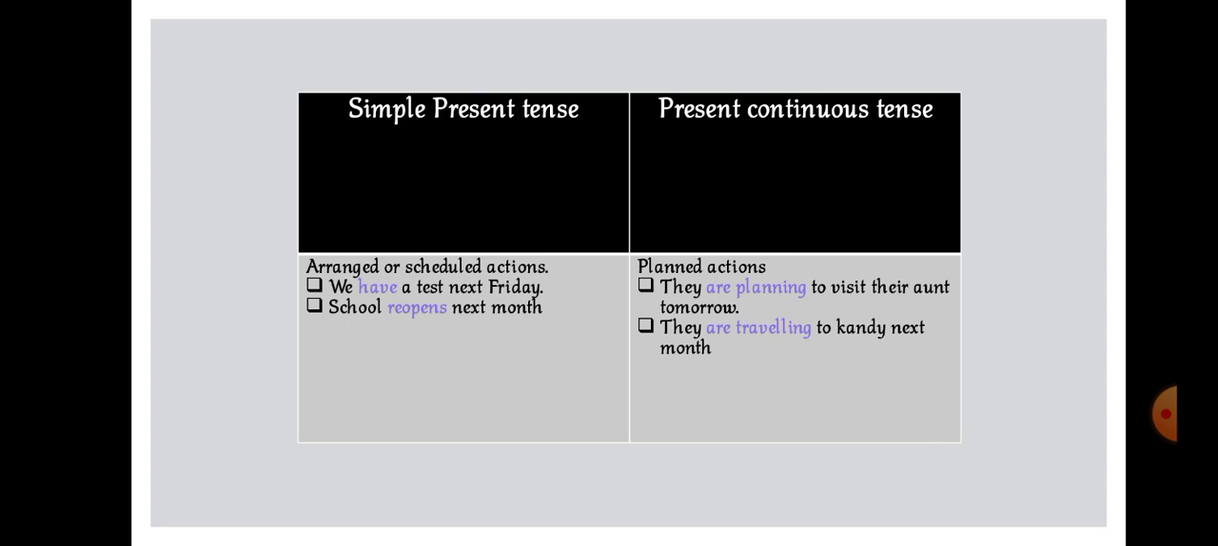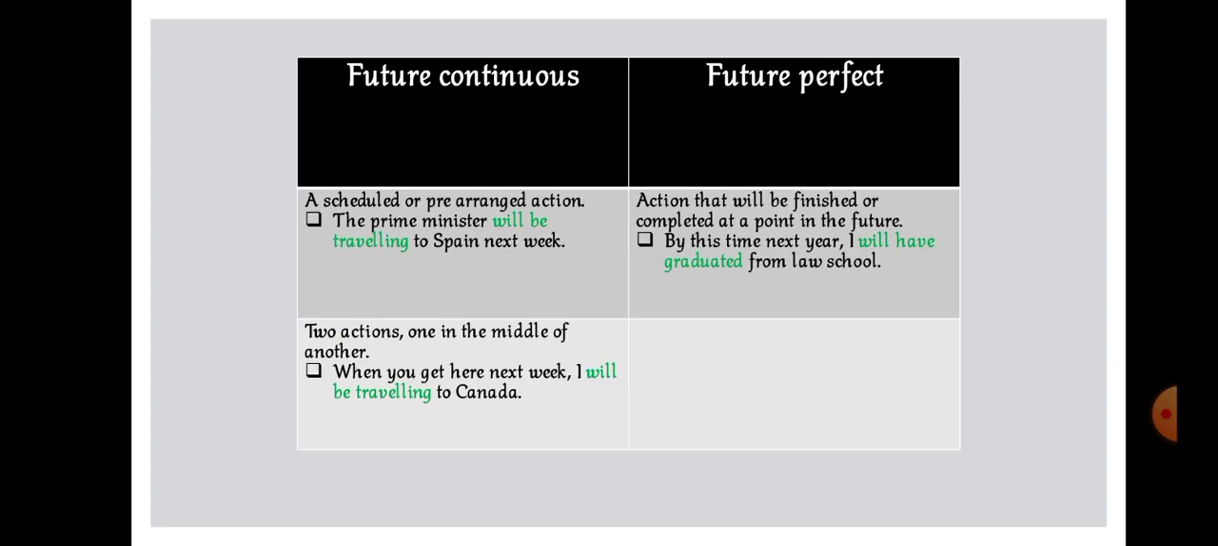Now let's see the next two new tenses, that is future continuous and future perfect, right? So if you all have your exercise books with you, please note this down as a small written note in your grammar writing book. First put the heading as future continuous, right?